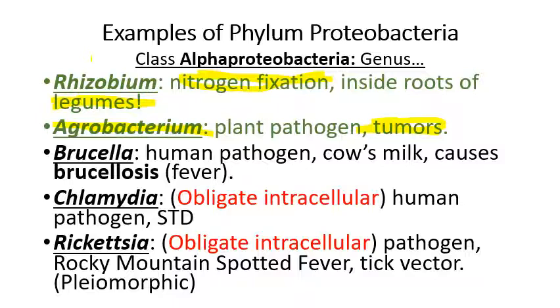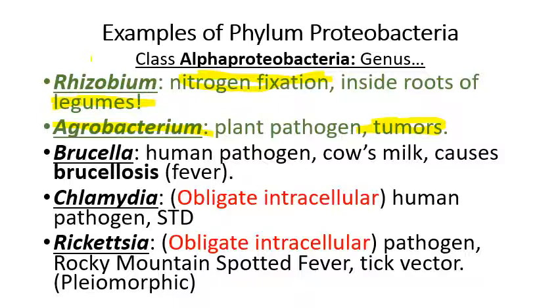Now, the fact that Agrobacterium are important to agriculture might lead you to believe that they're beneficial just by the name, but it's a little counterintuitive. Counterintuitive means the opposite of what you might think. So the agrobacterium has the root word for agriculture in the genus name, but they are not beneficial to agriculture. They are actually harmful to agriculture.